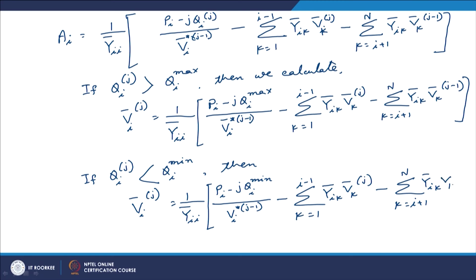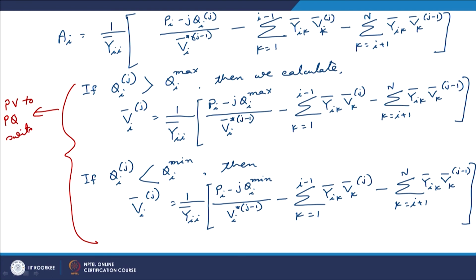yi k v k j minus 1. We note here that these two cases are the case of PV to PQ switching, and here in both these cases, this and this, we take the complex value.